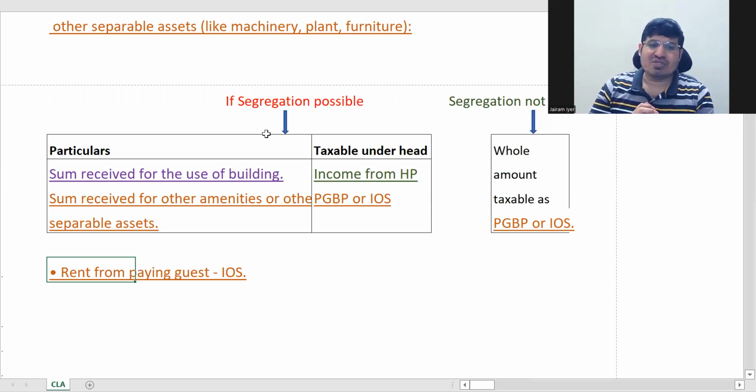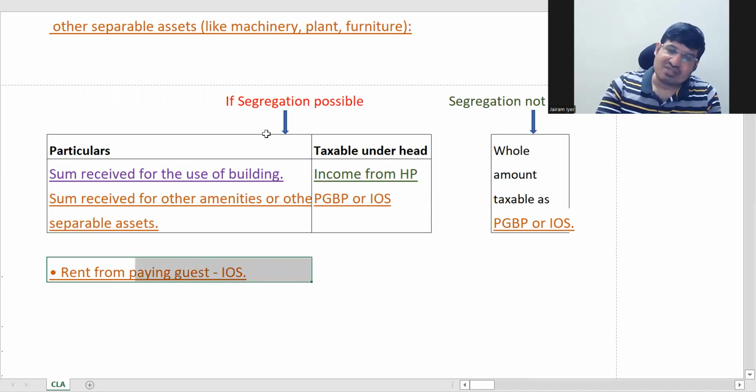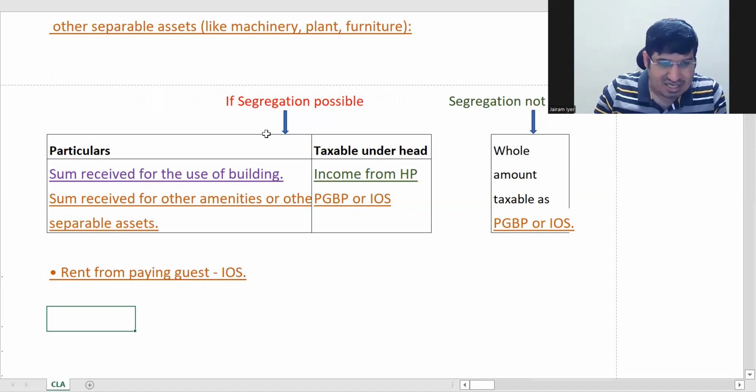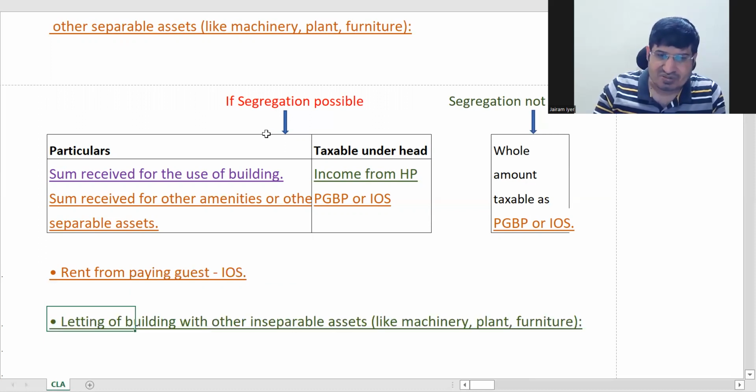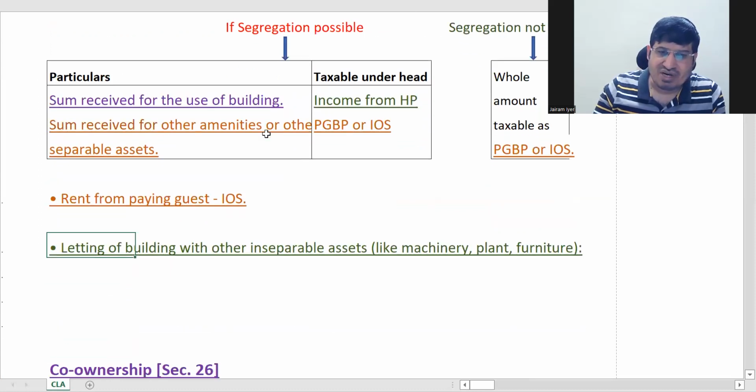Why not business income? Because PG is normally not a business. Normally, many houses have one room extra and they give it for PG. That's a kind of solitary transaction. So rent from a paying guest is always chargeable to tax under income from other sources. Now, letting of building with inseparable assets, like factories.